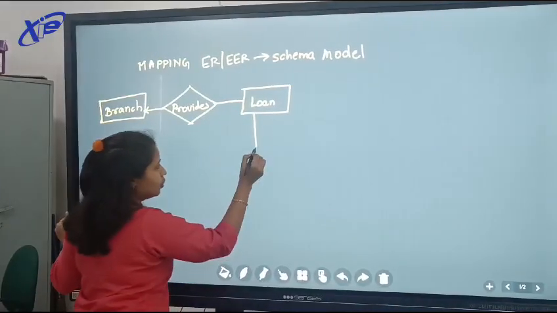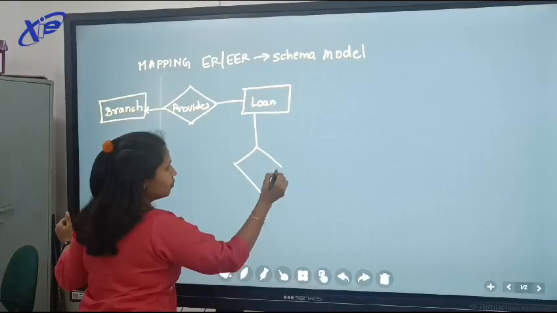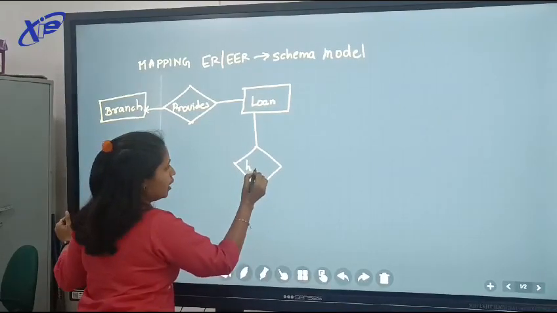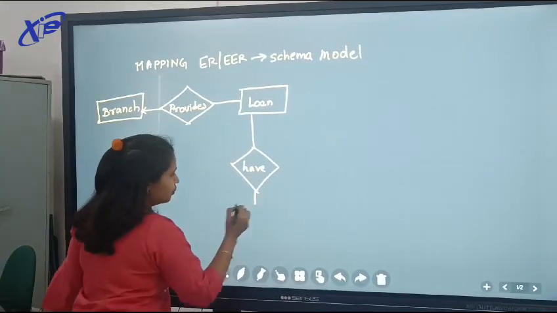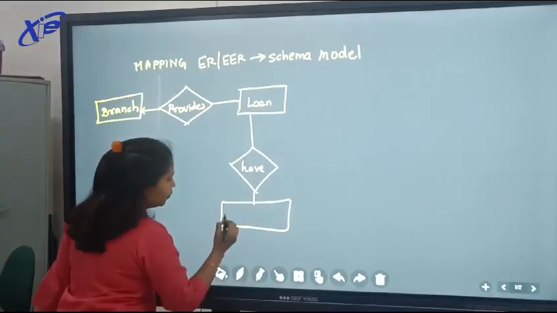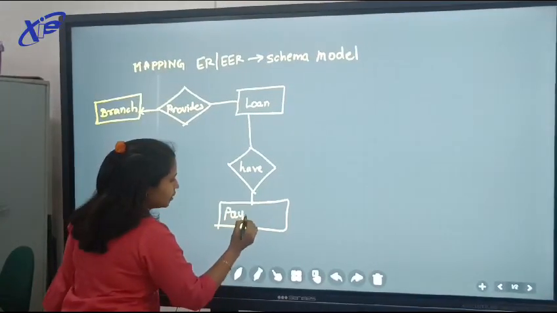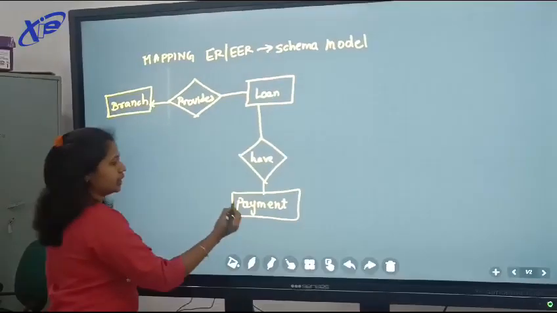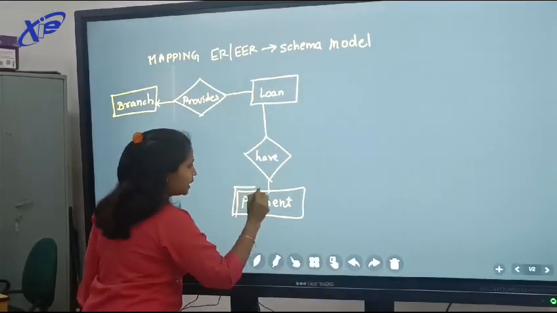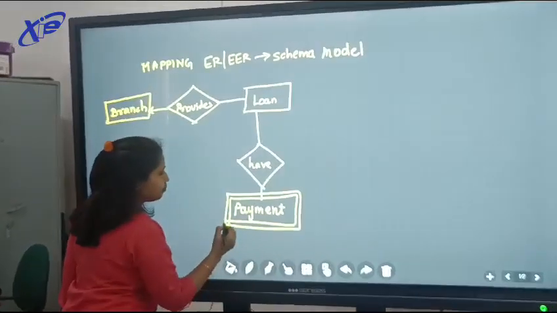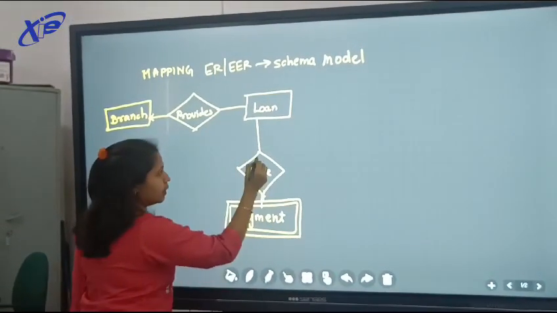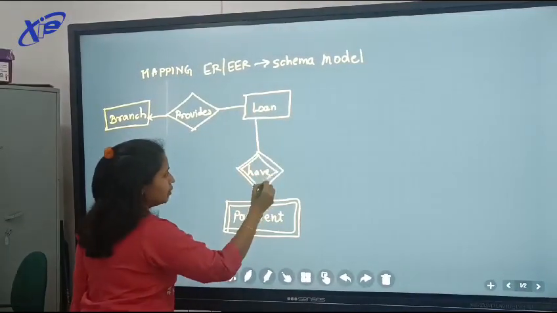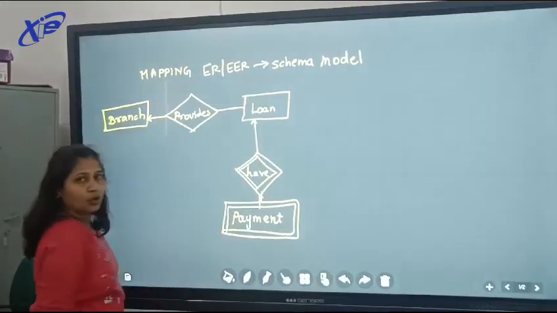Now each loan will have payment which they have to pay. So now this is a basic ER diagram we have created. Now individual entity, we will consider payment as a weak entity set where it will have a total participation with our main entity set loan.